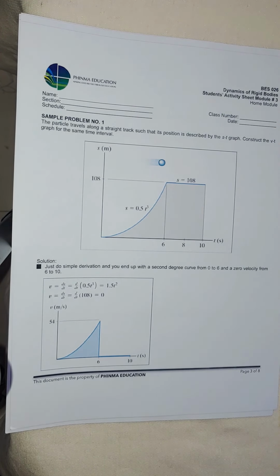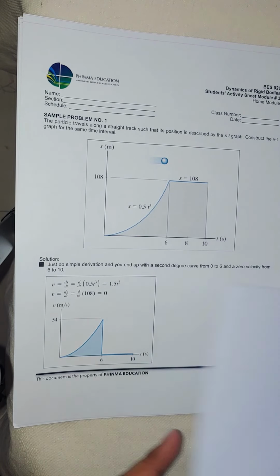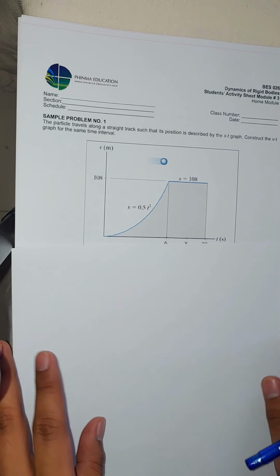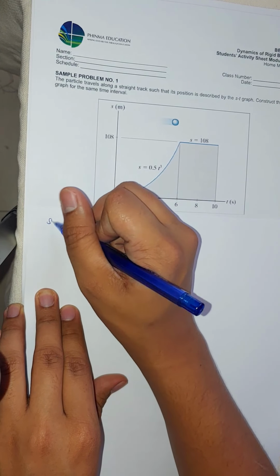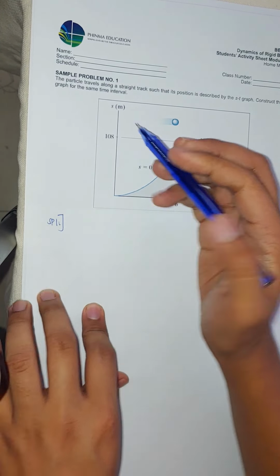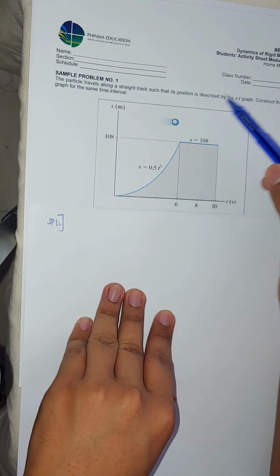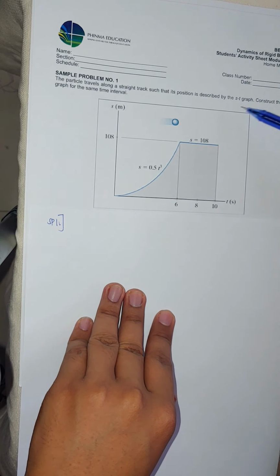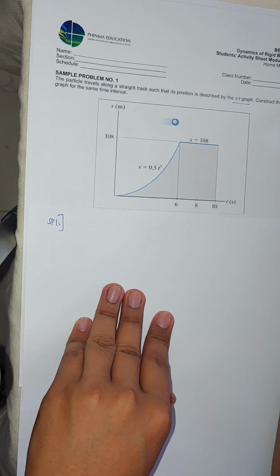Okay, let's start now with our module 3, which is problems, additional problems. Okay, so this is our sample problem number 1. The particle travels along a straight track such that its position is described by the position versus time graph. Construct the velocity versus time graph for the same interval.